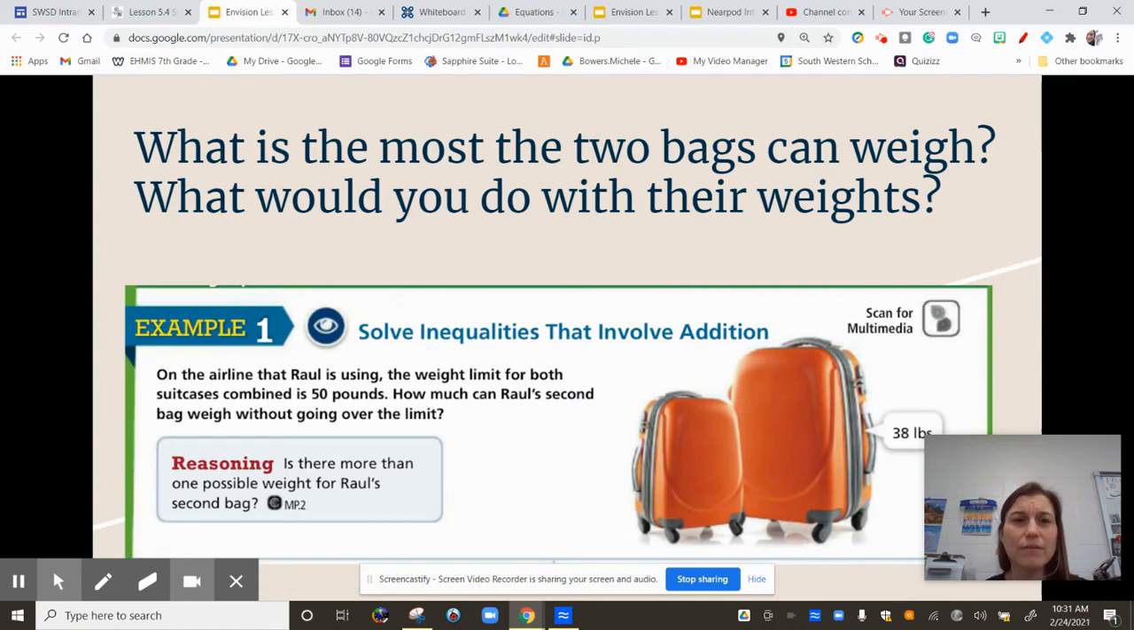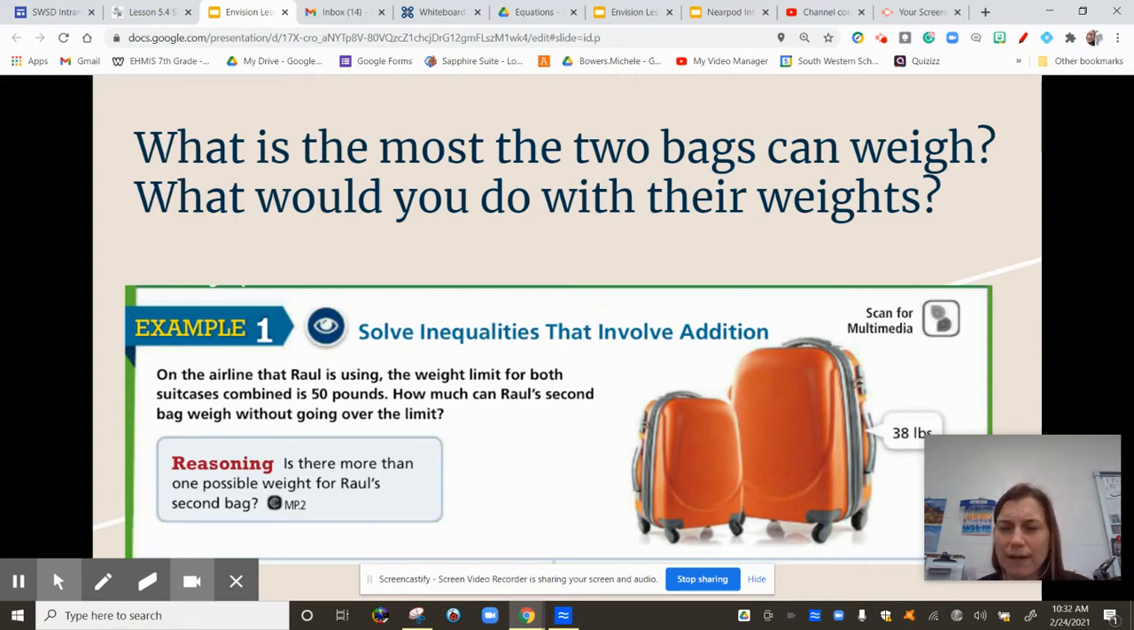So on to page 274, example 1 is already worked out for us. And this time, rather than us doing it, we're just going to read through the example and try to understand what they did. So in this problem, Raul is going on an airline, and on the airline that Raul is using, the weight limit for both suitcases combined is 50 pounds. So there's a weight limit. Okay, so think about that. How much can Raul's second bag weigh without going over the limit?